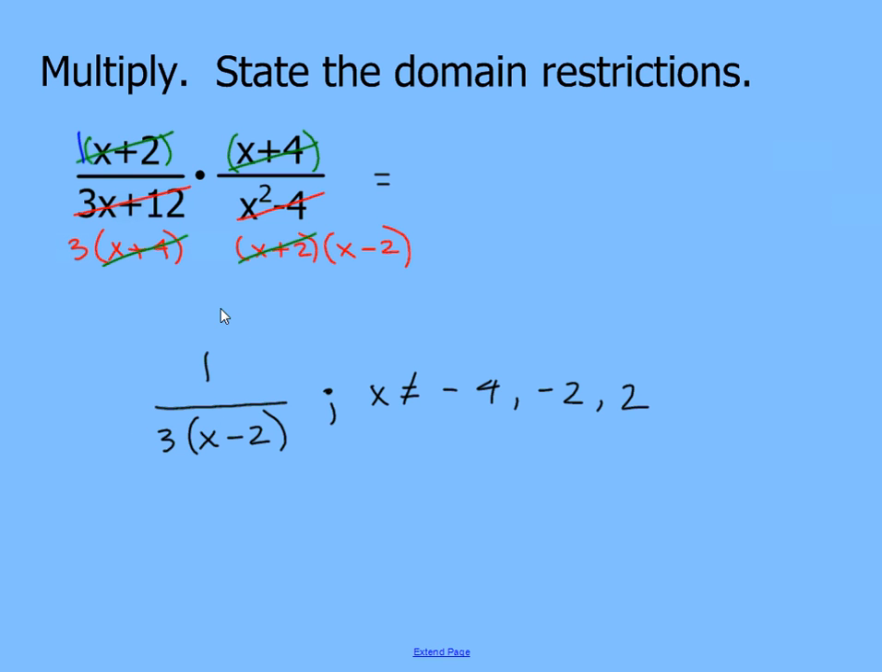This is what I get when I multiply these two together in its simplified form. Here are all of the numbers that x is not allowed to equal. Remember, if I were to put any of these numbers into my original, I would end up with a 0 in the denominator of one of these, and I can't divide by 0. So that's why I have this list of domain restrictions.